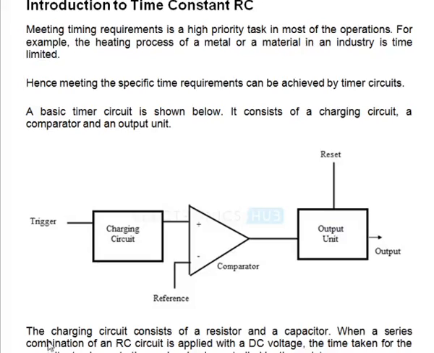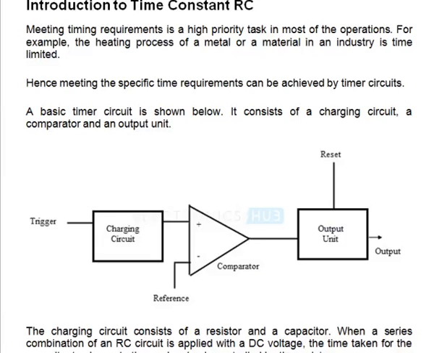Now the next one, introduction to time constant RC. Meeting timing requirements is a high priority task in most operations. For example, the heating process of a metal or a material in an industry is timing limited. Hence meeting a specific time requirement can be achieved by a timer circuit. A basic timer circuit is shown here.